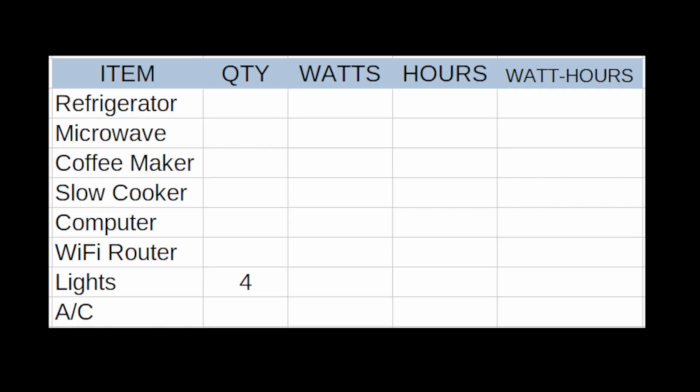In this second example, Tom doesn't have an electric bill. So we're going to have to make some estimates and add it up for ourselves. So Tom listed all the things he can think of that use electricity. He's got a refrigerator, a microwave, a coffee maker, and a slow cooker in his kitchen. He's got a computer and his Wi-Fi router. He counted 4 lights in the various places in his cabin. And he figures he might want some AC in the summer.